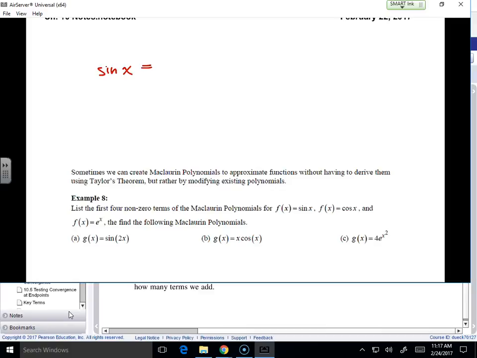x, minus, not plus. The first one's minus. Minus x cubed over 3 factorial plus x to the 5th over 5 factorial, dot dot. The fourth term is x to the 7th. Why did I put equals? Why did I put equals and not approximate? Because it's a series. I made it plus dot dot.